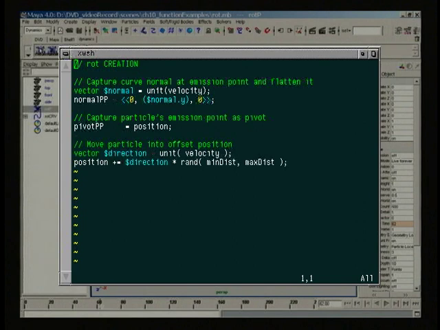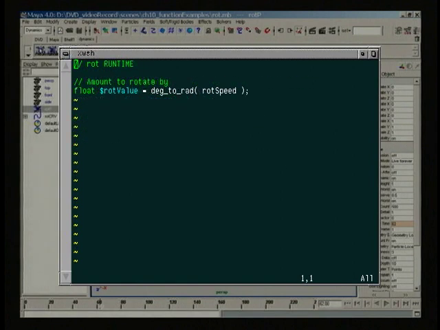Finally, we slide the particle out in space, again using the unit function to determine which direction to move the particle. We then multiply this vector by randomizing it with two attributes on the particle shape called min-dist and max-dist. Then we simply add this vector to the particle's position. Next, we start work on the runtime expression.